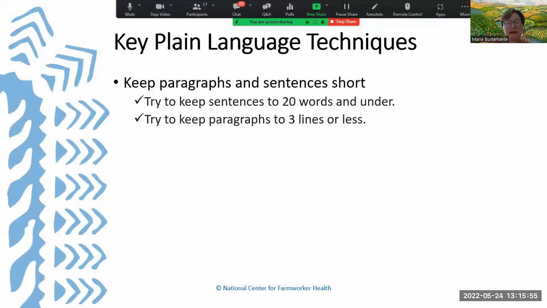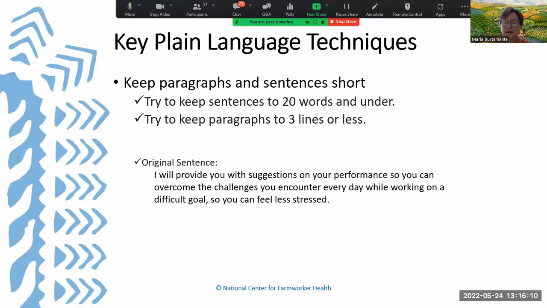We have to keep paragraphs and sentences short. Try to keep sentences to 20 words or less, and paragraphs to 3 lines or less. Here we have an example of what I like to call a complex sentence, and I'll read it to you. I will provide you with suggestions on your performance so you can overcome the challenges you encounter every day while working on a difficult goal so you can feel less stressed. Did you all get that? Did you have to read it twice on your own?